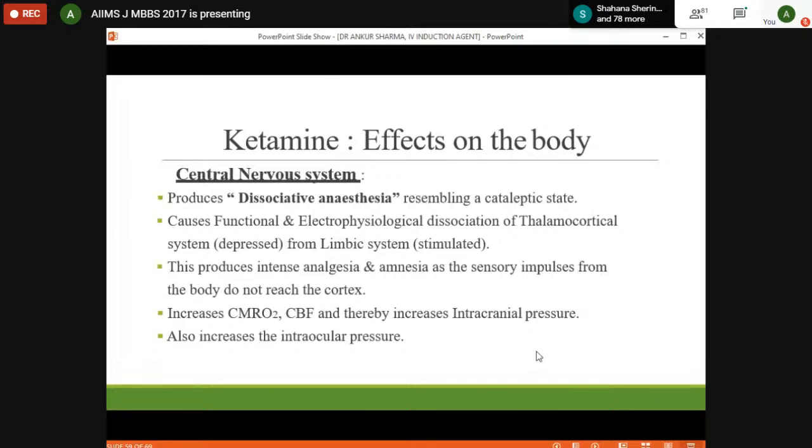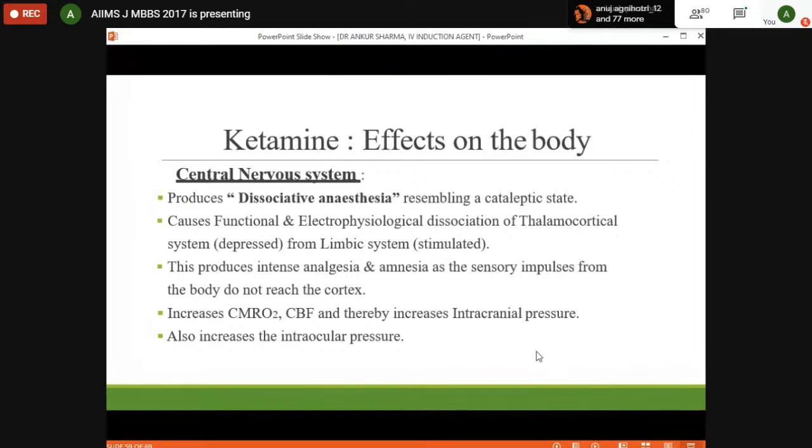Effects on the body. In the CNS, as I told you, it can cause dissociative anesthesia, which resembles a cataleptic state. It causes functional and electrophysiological dissociation of the thalamocortical system and limbic system. Normally, the thalamocortical system is depressant, it depresses all the responses, and the limbic system is an excitatory system. So what does ketamine do? It causes dissociation between these two systems. That's why it causes dissociative anesthesia.